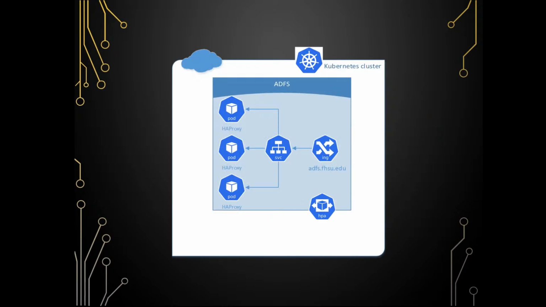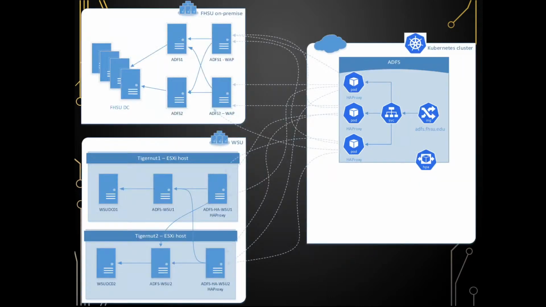We Dockerized our ADFS HAProxy server and set up a workload or a pod on GKE, then created a service and ingress for the adfs.fhsu.edu domain name. Using the horizontal pod auto-scaling, we were able to set up the pod to auto-scale if the CPU reaches 80%. Our initial setup ended up with this. And to be honest, we joke among ourselves that this is a pyramid of load balancers. Most of the load balancers are HAProxy servers, but there's the default ingress load balancer on GKE as well.